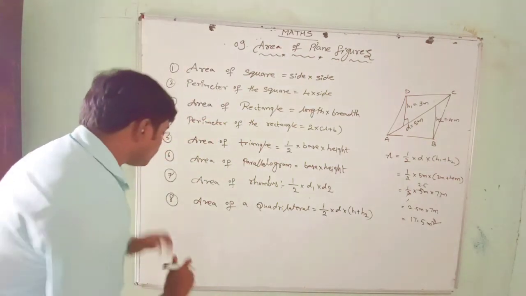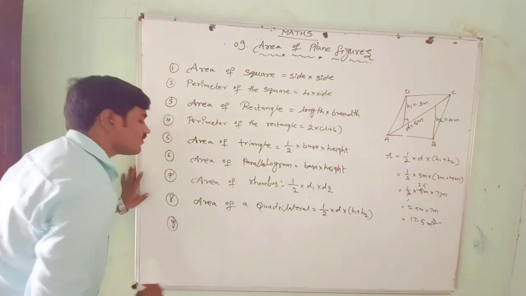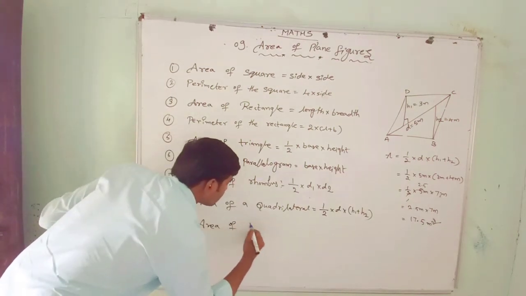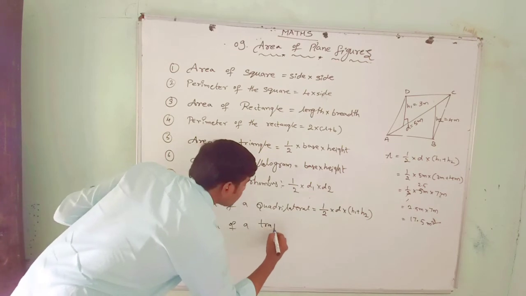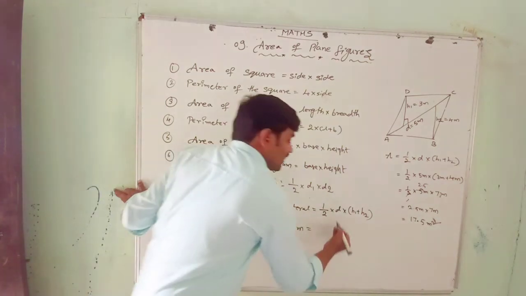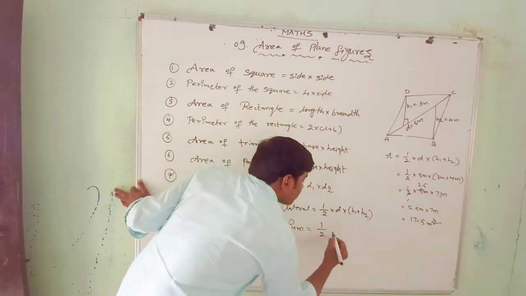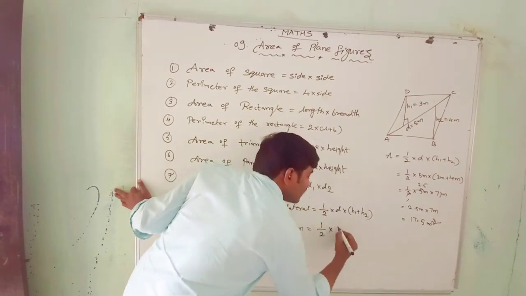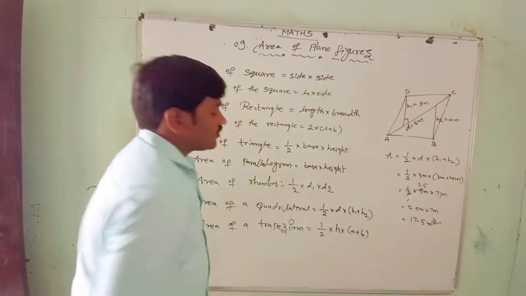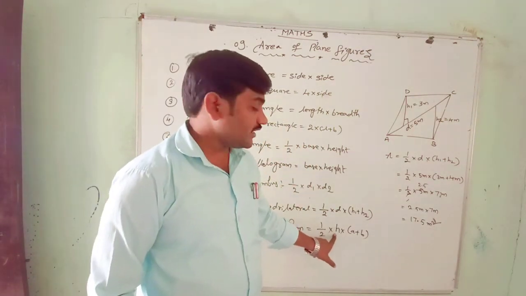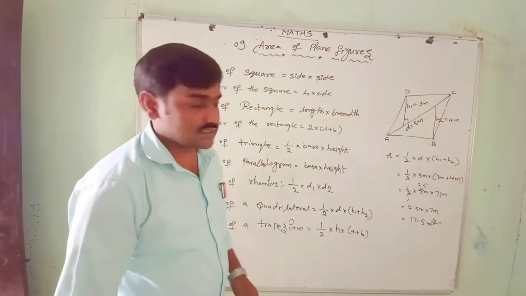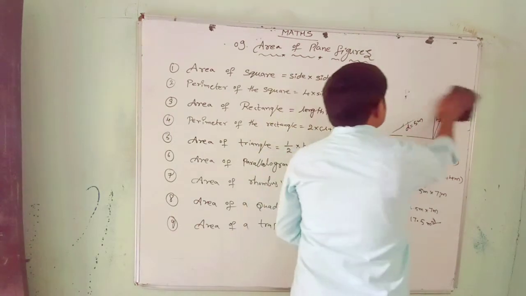Next we go for formula number 9, area of a trapezium. The area of trapezium formula is a little bit similar to this, but 1 by 2 into h into (a plus b). So half of the product of height into the sum of its parallel sides.